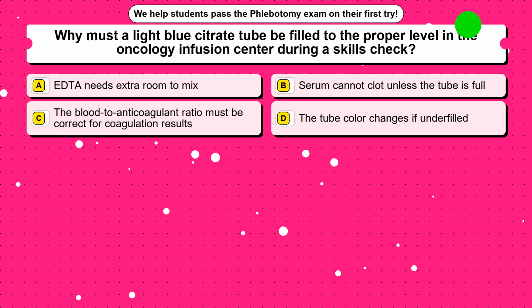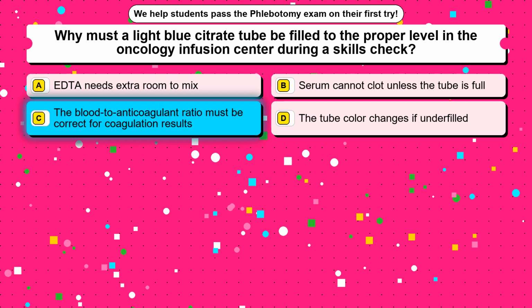Question 59. Why must a light blue citrate tube be filled to the proper level in the Oncology Infusion Center during a skills check? Option A, EDTA needs extra room to mix. Option B, serum cannot clot unless the tube is full. Option C, the blood to anticoagulant ratio must be correct for coagulation results. Option D, the tube color changes if underfilled. The correct answer is option C.